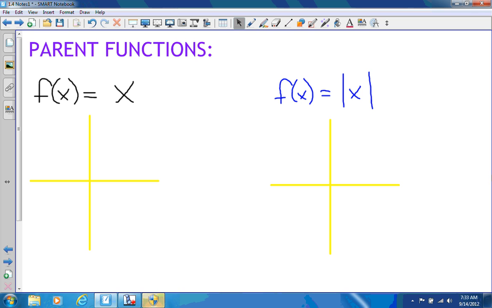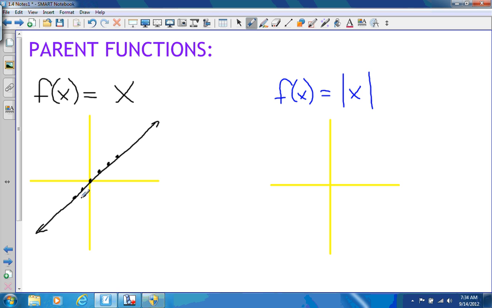So our list of parent functions starts with f of x equals x. This function ends up being just a straight line. It has coordinates 0, 0, 1, 1, 2, 2, 3, 3, negative 1, negative 1, negative 2, negative 2, and so on and so forth. And so it will look like that.